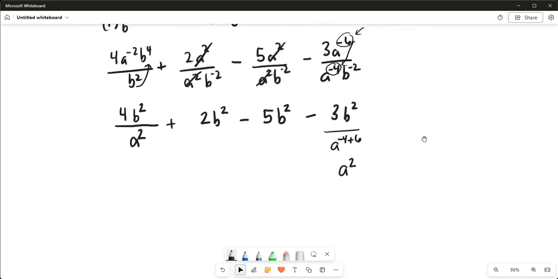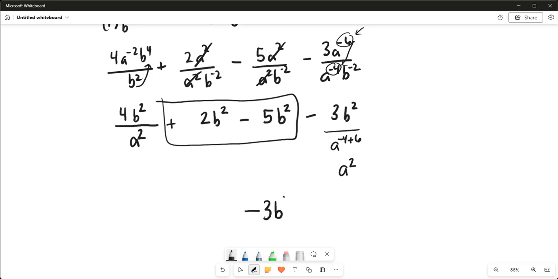Okay, now we combine like terms. So these are exactly alike, so we can just combine their coefficients. So that's going to be a negative 3b squared. And then 4 minus 3 is positive 1, right? And we don't write that because the 1 is understood. So that's going to give us b to the second over a to the second. And then this is our answer.